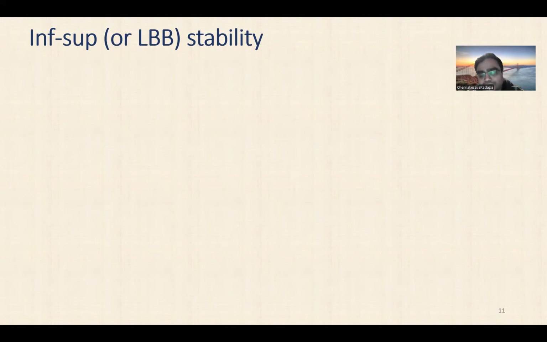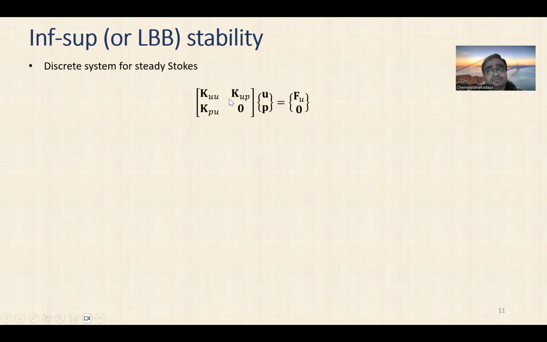Okay, so before going into the coding part, just a brief recap of what this LBB or inf-sup stability is. After we discretize the weak form for the steady Stokes equations, we get this 2 by 2 block matrix with a 0 diagonal block. Now this is called a saddle point problem.